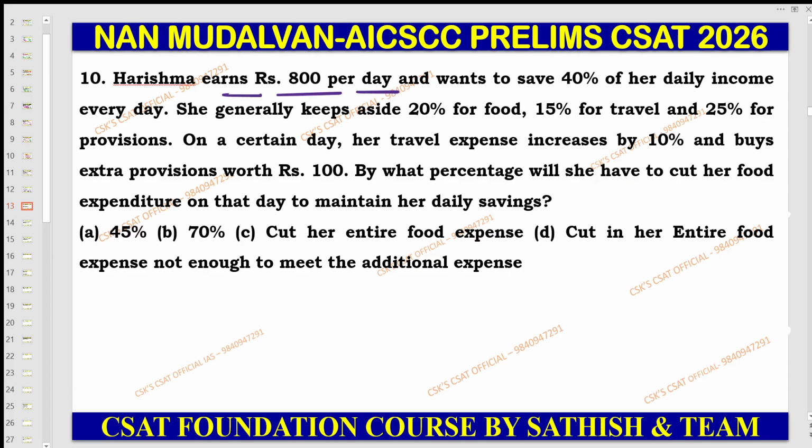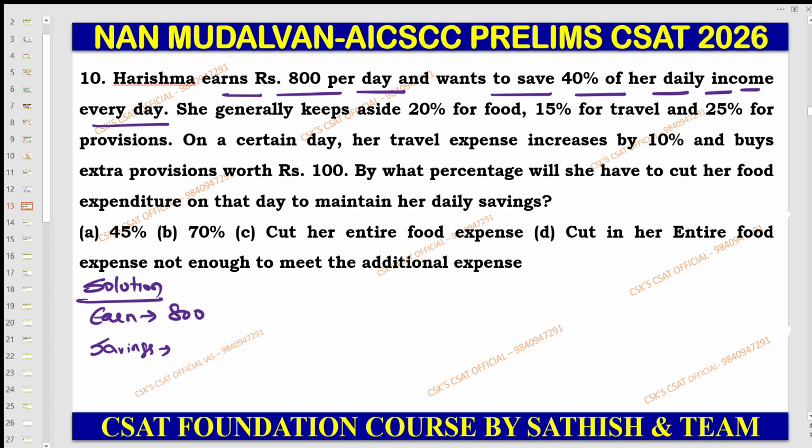Arishma earns rupees 800 per day. She wants to save 40% every day. Simple mind calculations, if you are doing, are good. What is the earning? 800. What is the saving? Listen, 40%. What is the 10%? 80. 80 into 4 becomes 40, so 40 means 40%. 80 is nothing but the 10%. Guys understanding?